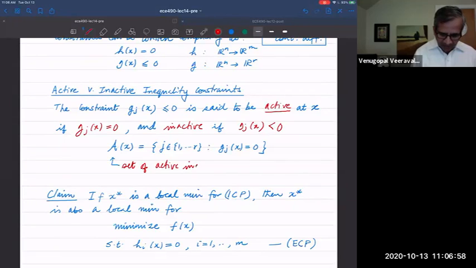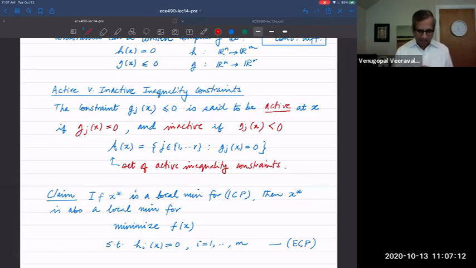So for each x, we'll have a set of active inequality constraints, A of x. Is that good? Now, why active versus inactive? It turns out that it's only the active constraints that play a role in the constraint optimization problem in terms of how they affect the necessary conditions. We will establish that more formally soon, but I'll give you some intuition for why that's true.